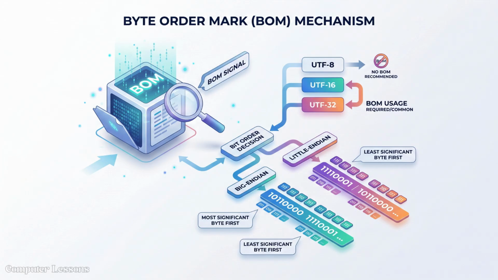The byte order mark, or BOM, is a special character used to signal the bit order in a file. It helps the software determine if the data is stored in Big Endian or Little Endian format. While less common in UTF-8, it remains important for UTF-16 and UTF-32 files.